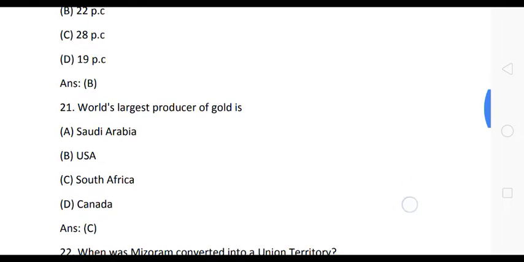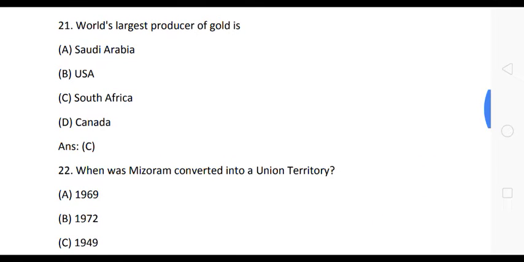The next question is, world's largest producer of gold is, options are Saudi Arabia, USA, South Africa, Canada. The correct answer is option C, South Africa.